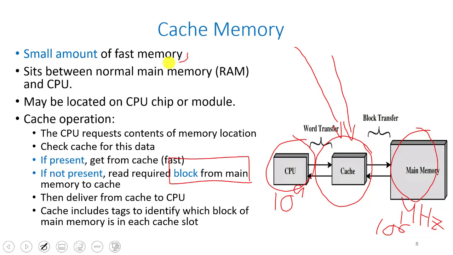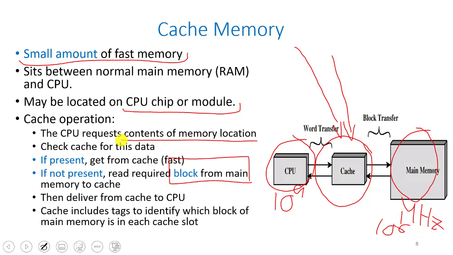So it's a small amount of fast memory. It sits between the CPU and the main memory. Its location may be on the CPU or outside the CPU, which we are going to discuss in the next slide. Cache operation. CPU requests information from the memory location.